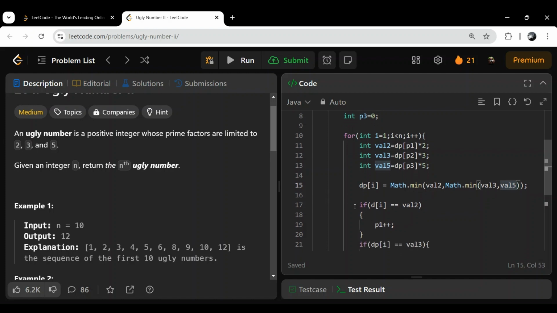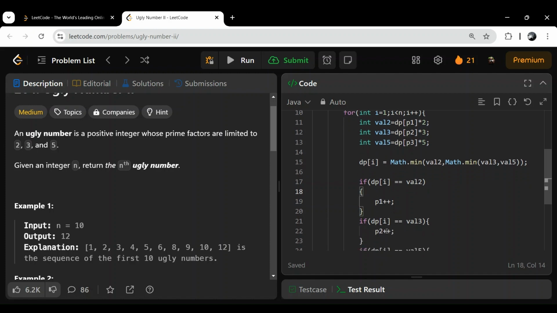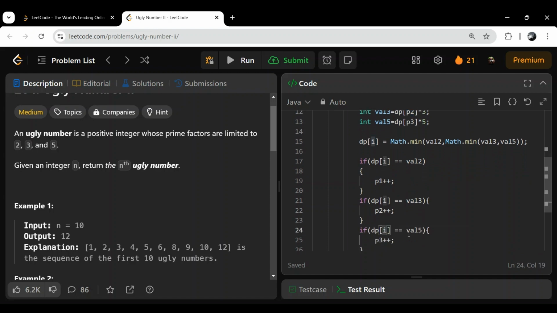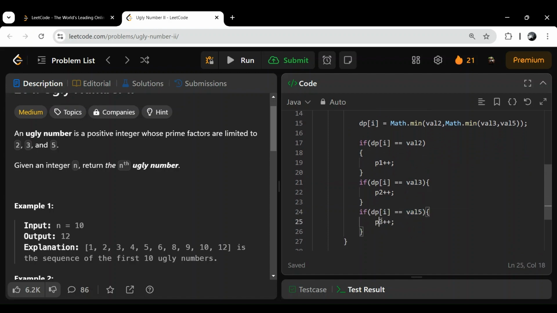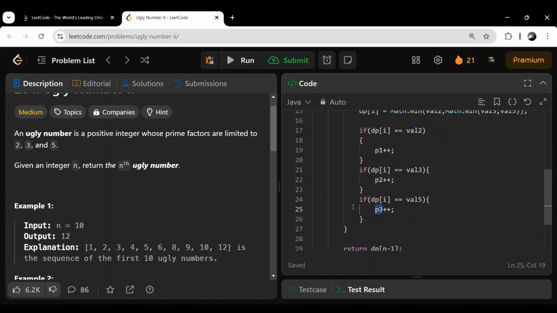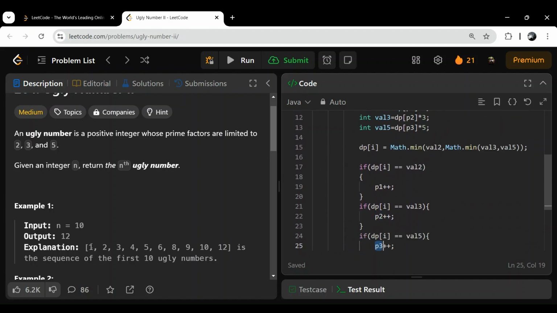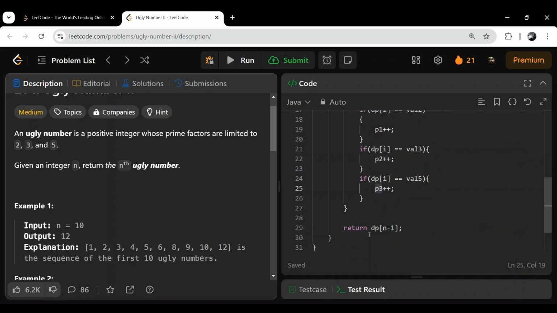Now we check: if dp of i is equal to value 2, that means we have to increment this pointer, that is p1. If dp of i is equal to value 3, we have to increment this pointer. If dp of i is equal to value 5, then we have to increment this pointer, and we'll get all the elements in the array, and the last element we have to return.